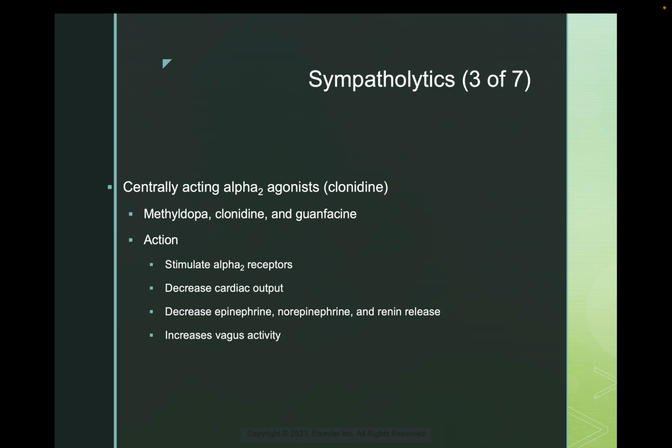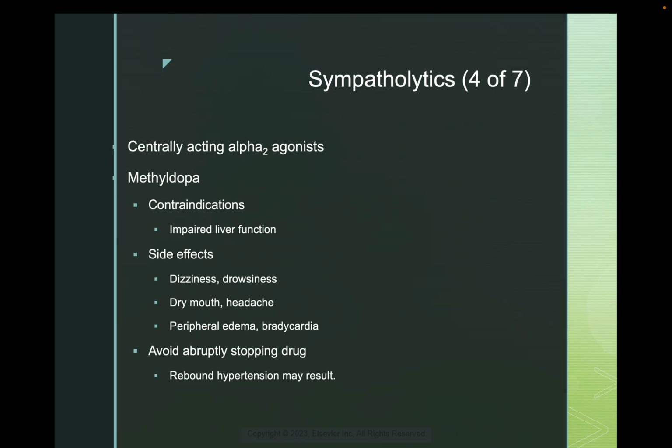So these work to decrease cardiac output, and decrease your epinephrine, norepinephrine, and renin release. That's the sympathetic response of those hormones being released in your body. So alpha 2 agonists decrease that response. And these also increase vagus activity, so the vagus nerve. Methyldopa is contraindicated with impaired liver function.